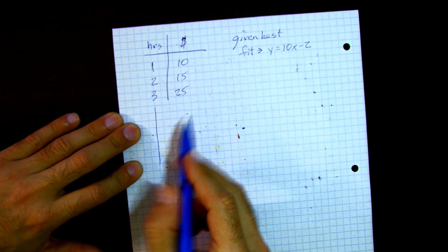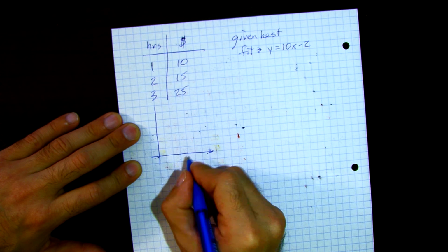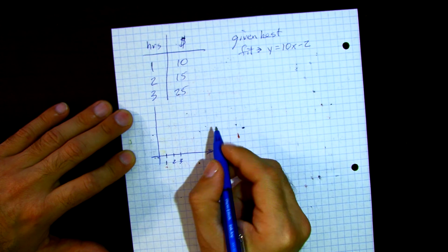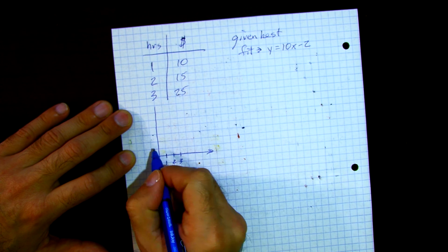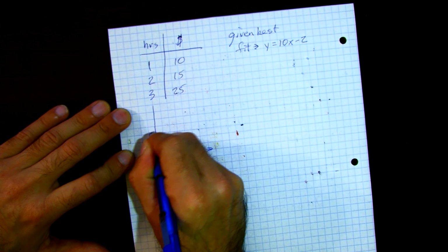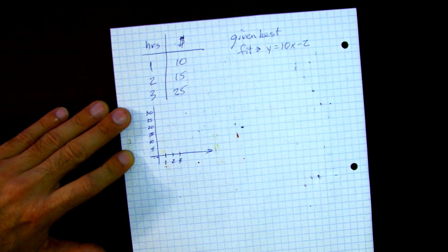So I see it goes up to 15, so I just have to be careful. I'm going to do 1, 2, 3 again, but I might go up. I might do it like 5, 10, 15, 20. Again, these are your decisions to scale this as you need it.